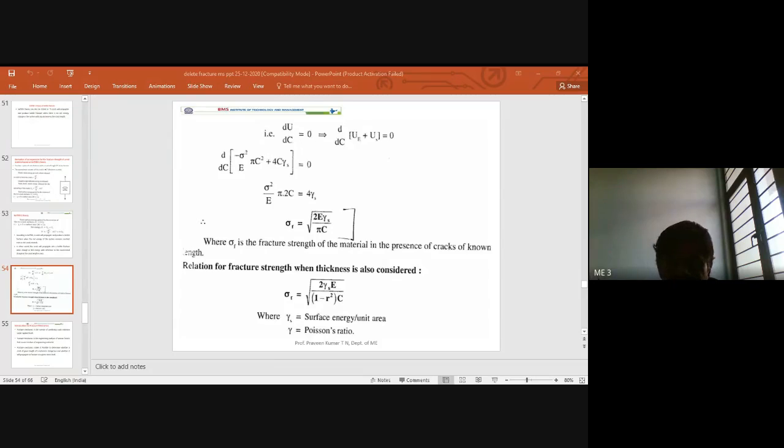Net deformation energy plus net strain energy plus net surface energy equals a constant, or the change in energy is equal to 0. By knowing that, and by differentiating the strain energy plus surface energy, we get the Griffith equation, or the strength of the material in the presence of a crack.